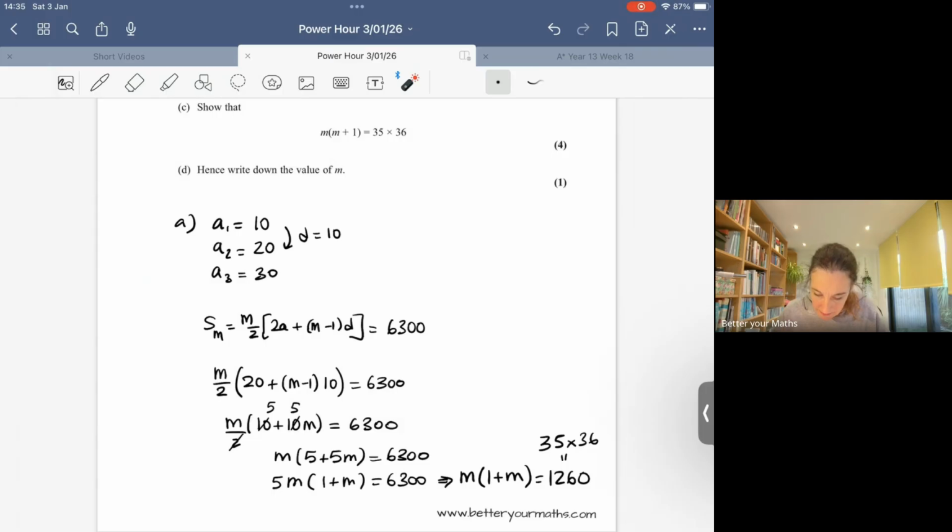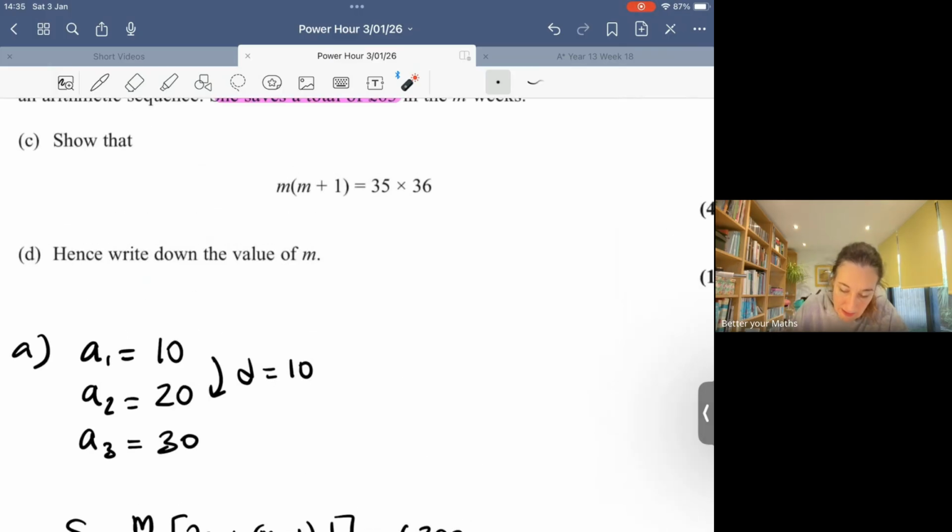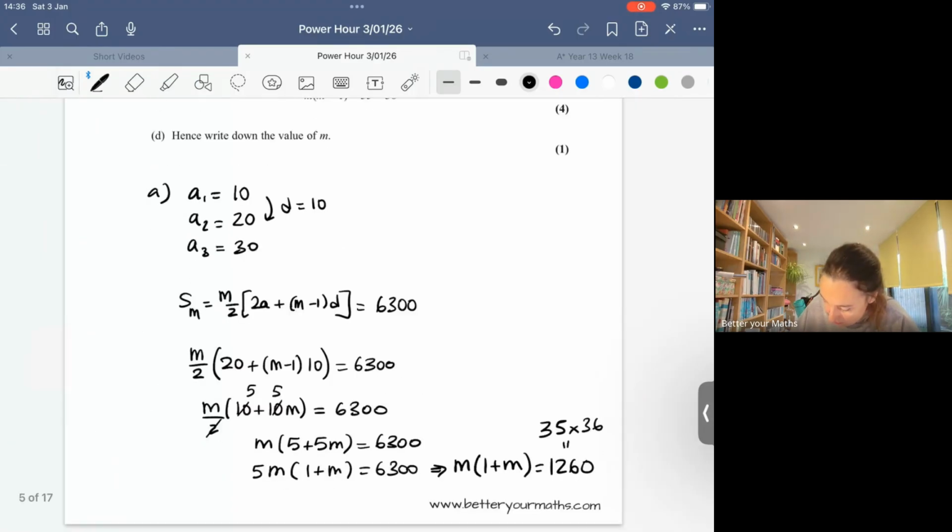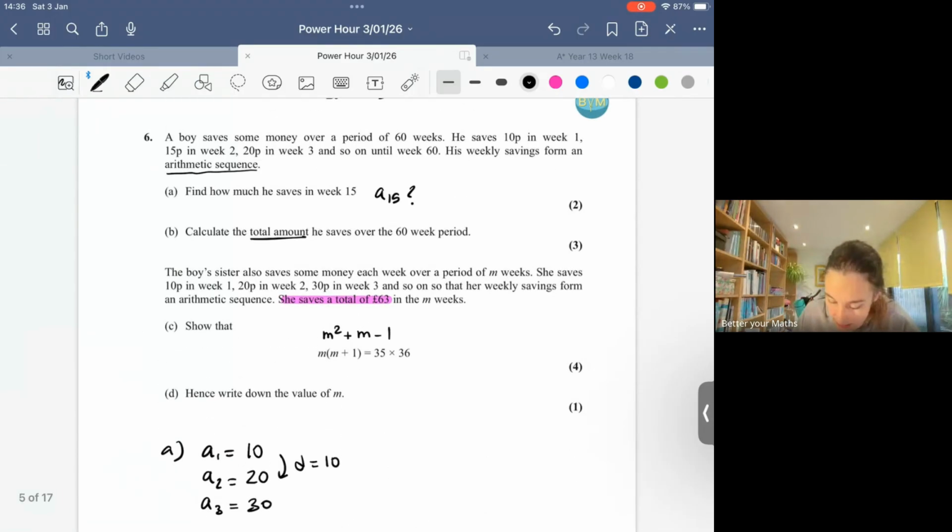In fact, they are giving us the thing ready, no? Because m and m plus 1 is a number and the consecutive one. They have to be 30-something, so it has to be 35. And it's only 1 mark. If you don't realize, it's okay. You multiply. So if we multiply, it is m squared plus m minus 35 times 36, that was 1,260, equals 0.